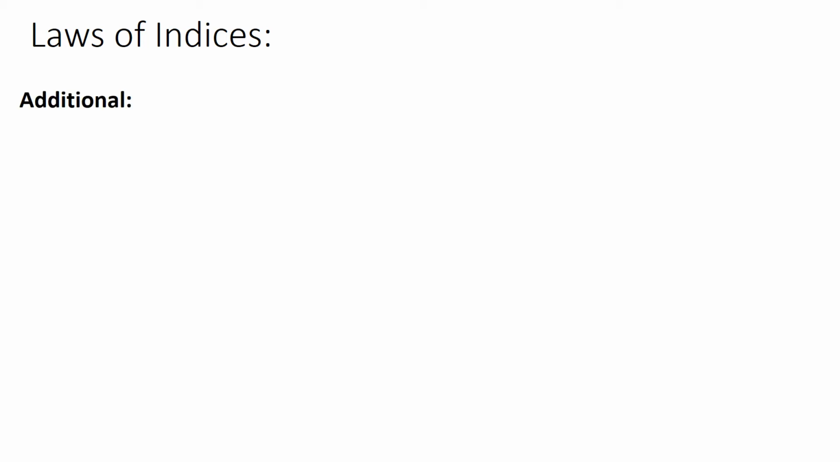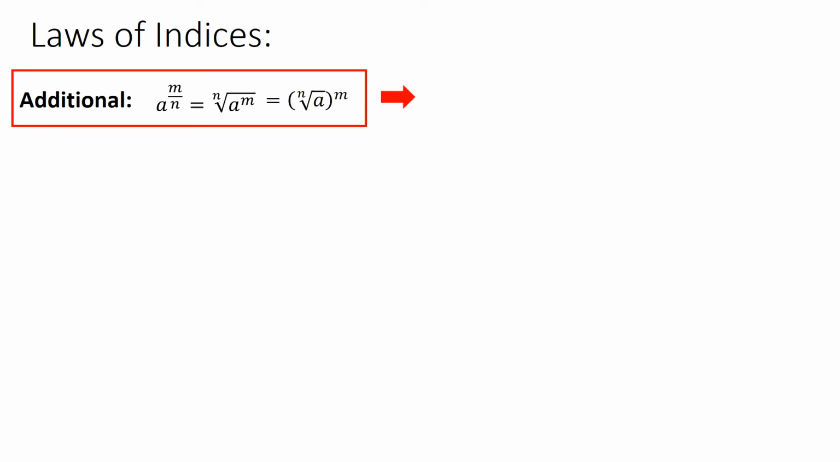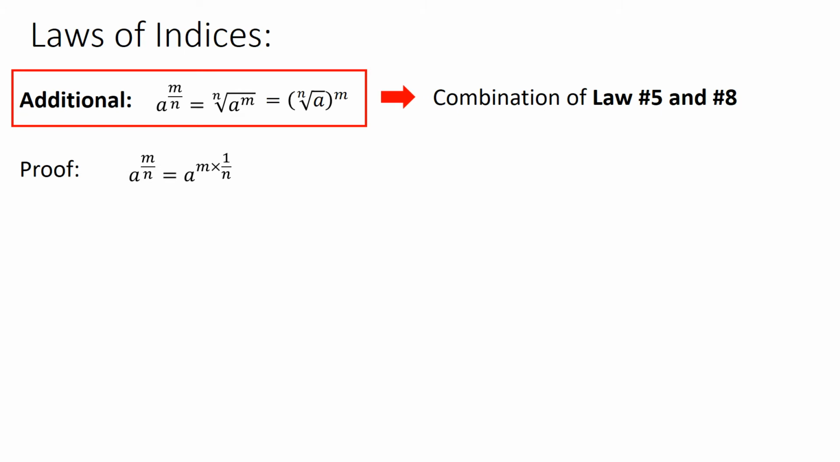Now, let's look at this additional law, which is a to the power m over n equals n root of a to the power m. This equation is the combination of law number 5 and number 8. Now let's look at some proof. A to the power m over n is equal to a to the power m times 1 over n. By applying law number 5, it becomes a to the power m to the power 1 over n, which means n root of a to the power m.